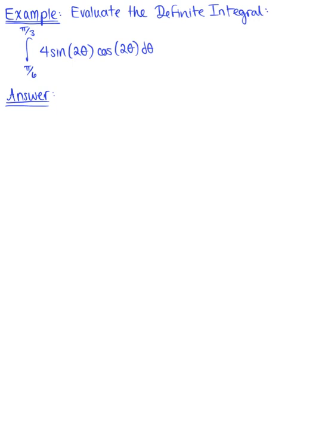Evaluate the following definite integral. We have the definite integral from pi by 6 to pi by 3 of 4 sine of 2 theta cosine of 2 theta. Looking at this, we don't have a general antiderivative for this, but we do recall the double angle formula. So we can rewrite the integrand using our double angle formula so that it becomes a general antiderivative.